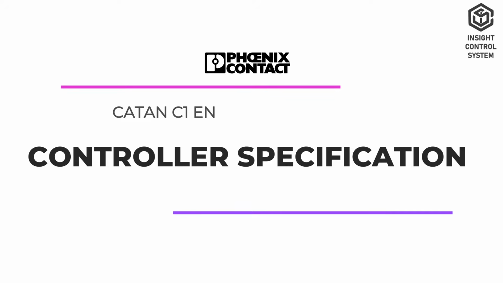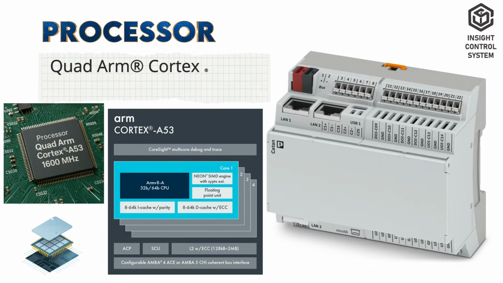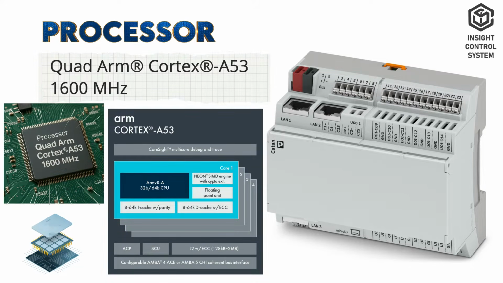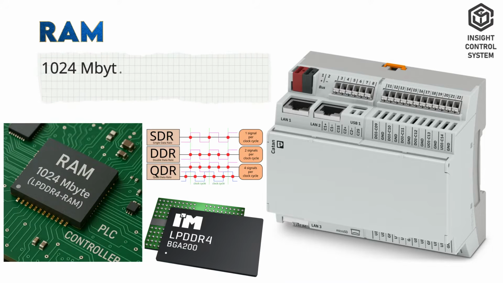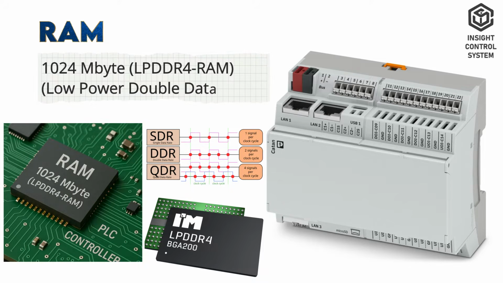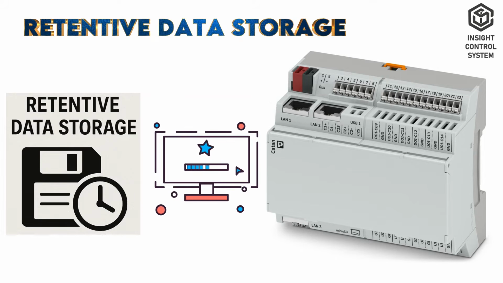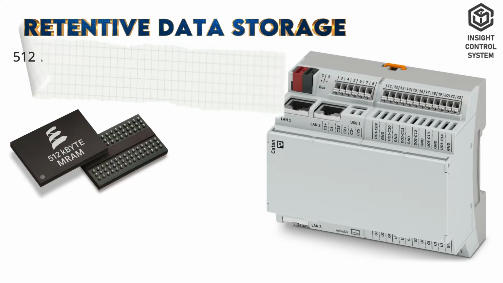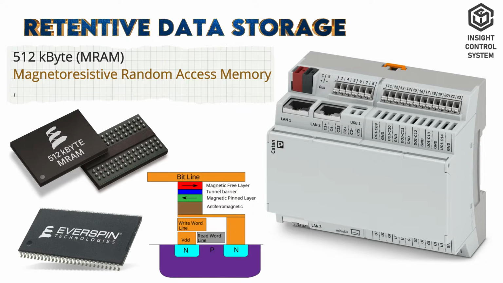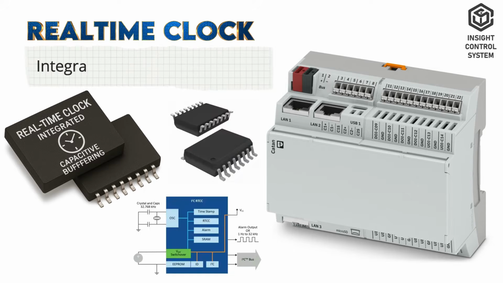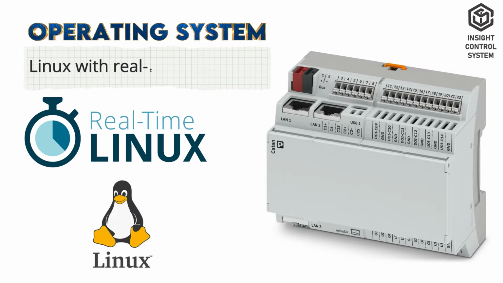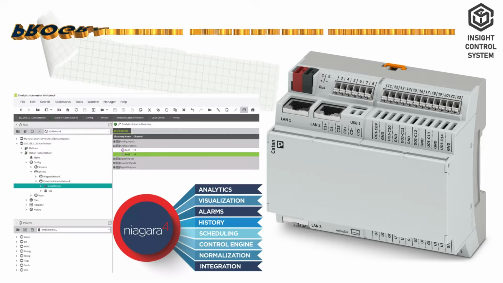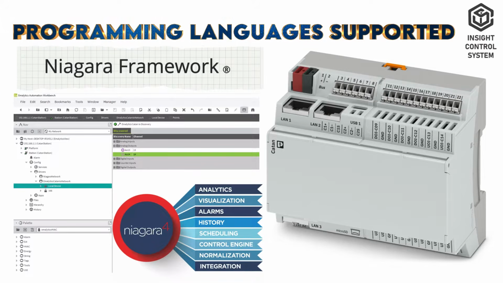Controller specification. Processor is quad ARM Cortex-A53, 1600 MHz. RAM is 1 GB low-power double data rate. Retentive data storage: 5 GB for embedded multimedia card, and 512 KB for magnetoresistive random access memory. This is additional memory. Real-time clock is integrated, with capacitive buffering. Operating system is Linux with real-time extension. Programming language supported is Niagara framework.